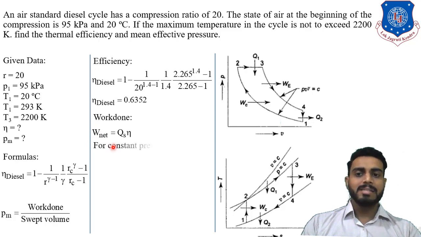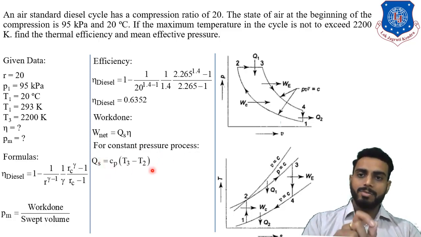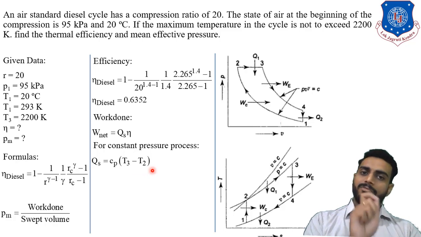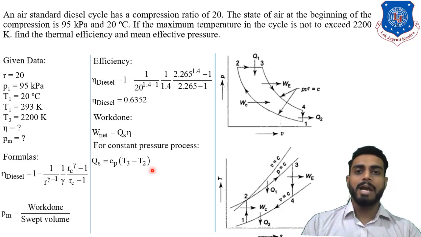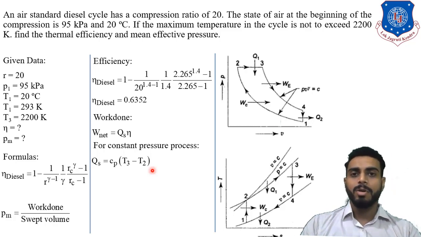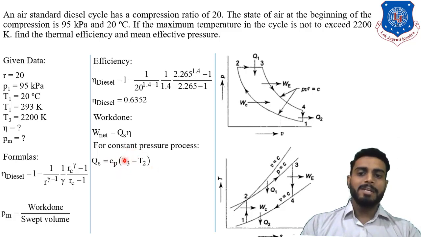So QS is nothing but what? For a constant pressure process, heat supplied is QS equal to Cp into T3 minus T2. Remember here students, I have taken m as 1 kg, because it is not given in any data, so you can consider it as 1 kg, but you have to mention in the unit also that the quantity is per kg. Okay, so Cp into T3 minus T2.